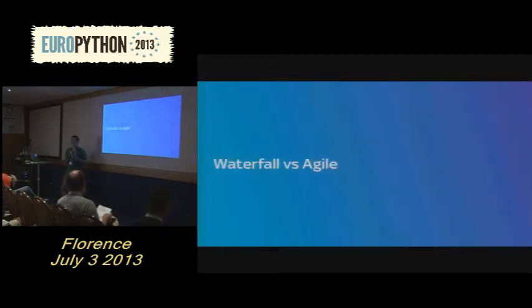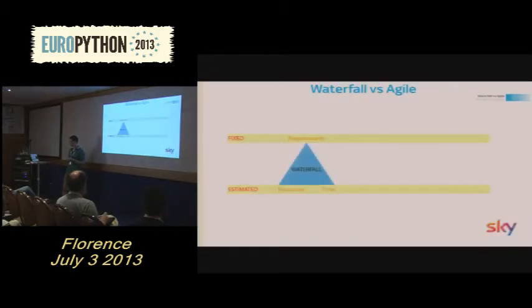So first, let me introduce you to some comparisons between Waterfall and Agile. Let's imagine that this pixelated blue triangle is the Waterfall methodology. At the top there, we have our fixed aspects of Waterfall, and that's the requirements. We know that we need to deliver requirement A, B, and C. At the bottom there, what's estimated is the time and the resources it will take.